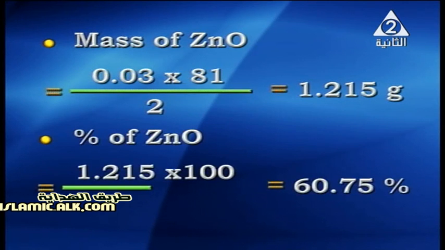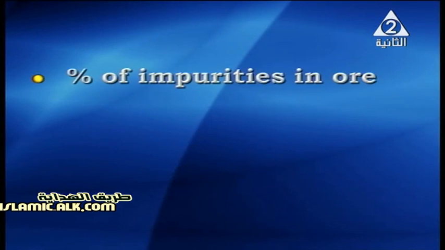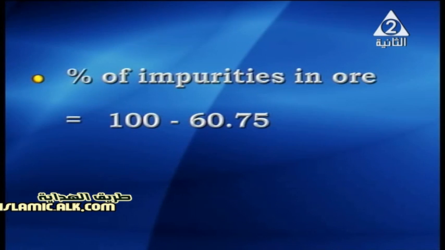So the percentage of zinc oxide equals 1.215 over 2 times 100 equals 60.75%. So the percentage of impurities in the ore equals 100 minus 60.75 equals 39.25%.